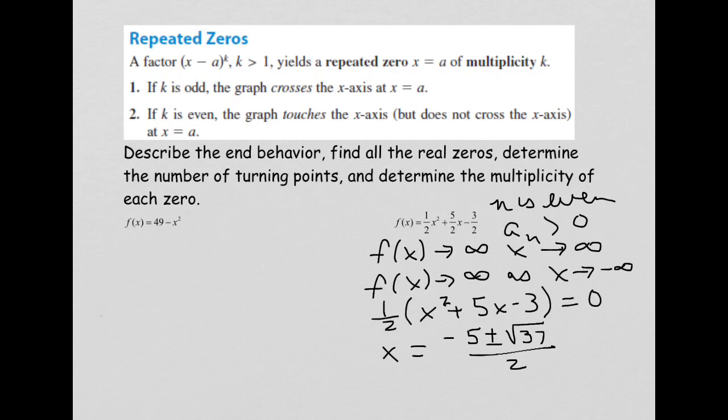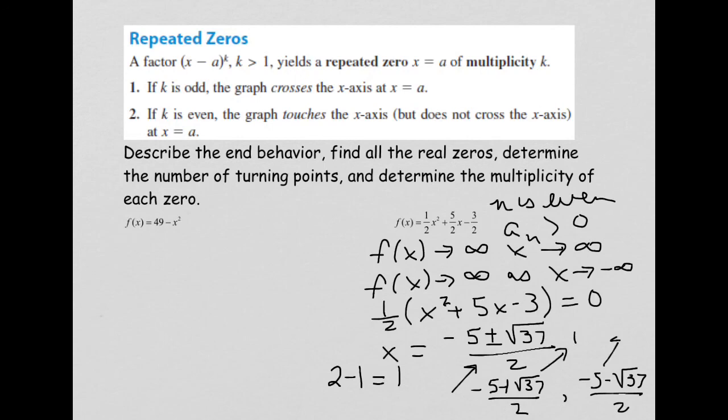So the next thing I need to do is find my turning point, and my turning point is n, which is 2, minus 1 equals 1 turning point. Okay, now as I look at my zeros, I see the multiplicity for both my zeros, negative 5 plus the square root of 37 over 2, and negative 5 minus the square root of 37 over 2. Both of those, the multiplicity is 1. So this one has a multiplicity of 1, and this one has a multiplicity of 1.